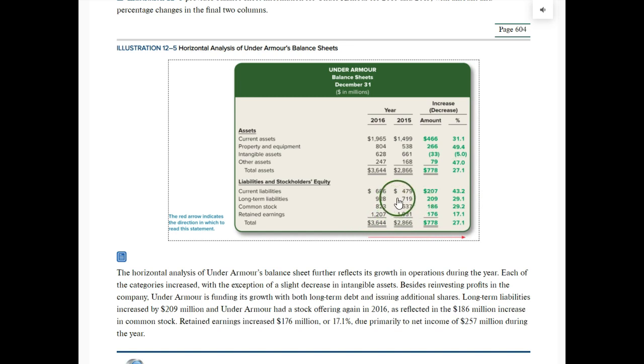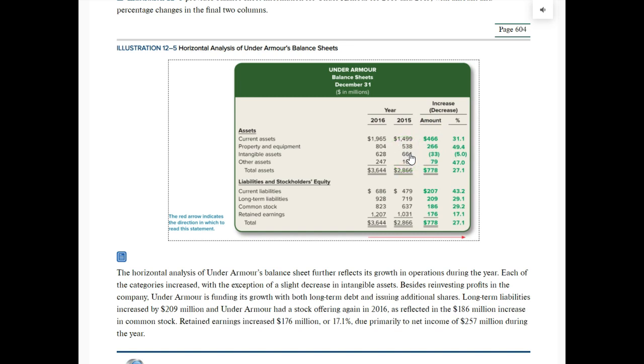Over here, we have current assets went up 43%, and everything else you can see is going up. So you can see all the different percentages and how they increase. So again, comparing the same company over a 2-year period, you have the base year, last year, the current year, subtract, find the difference, divide the difference by last year's numbers. And of course, keep your plus and minus signs correct.